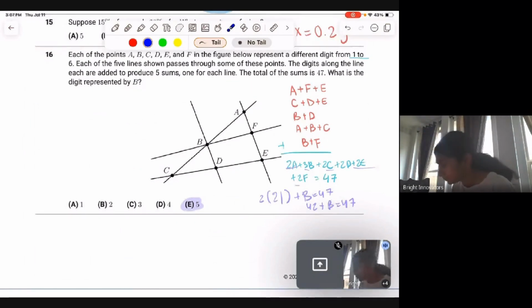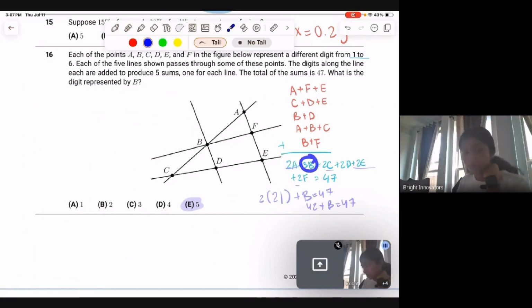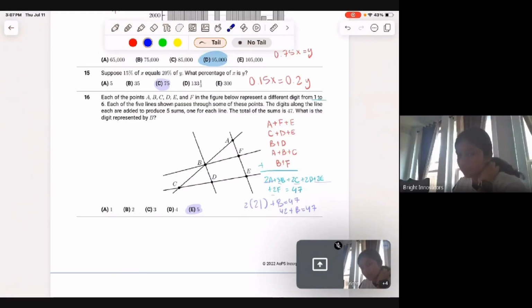The main trick was to pay attention to the first sentence, where it says that all these numbers are unique digits from 1 to 6. So if you add up 1 through 6, you get 21. So A plus B all the way till F is going to be 21. And since there's at least 2 of each, that's 2 times 21. But there's 3B, which is one more than everything else. So plus B equals 47, and 2 times 21 is 42, and 42 plus B equals 47. I got it. Okay.